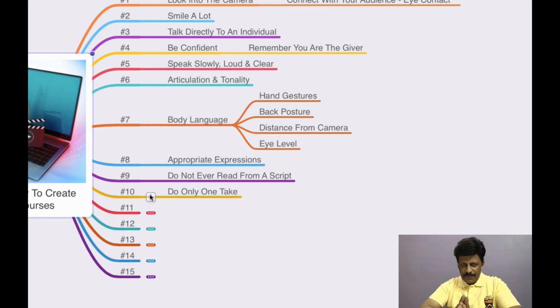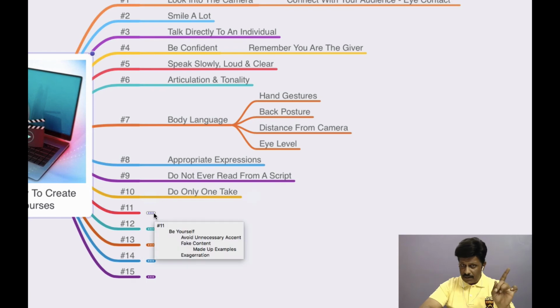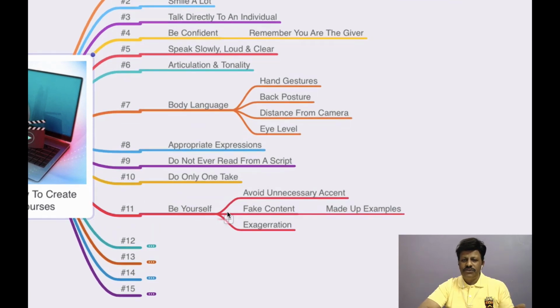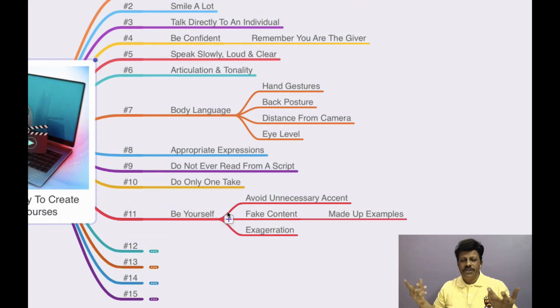Do only one take. Remember, I fumbled and jumbled a little bit here during this entire pitch or sharing. It's okay. As long as you are genuine, as long as you are authentic, as long as you are the giver, no problem. A little bit of fumble jumble is okay. So do it in one take and be yourself. Don't try to fake it. Don't try to be another person.